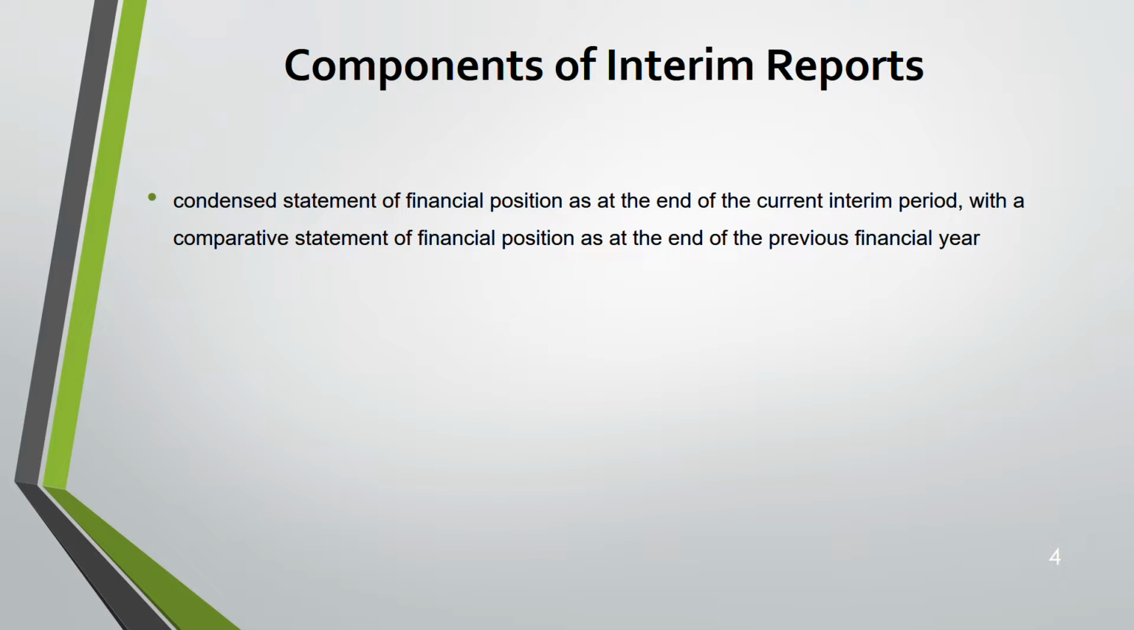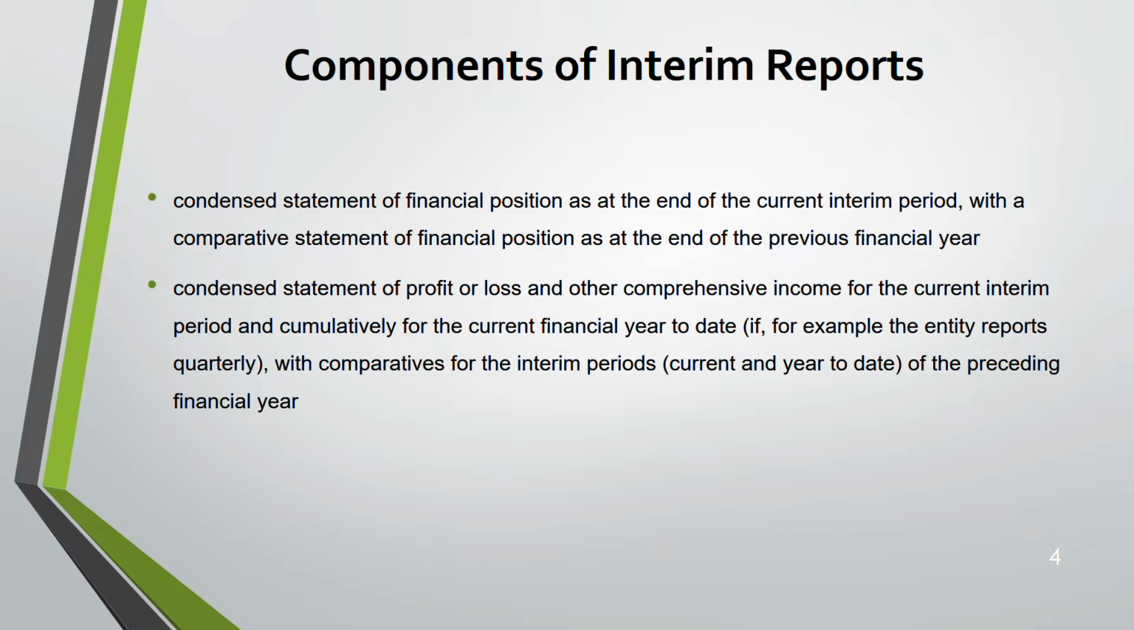You have a choice to decide what your interim period should be. Are you making a quarterly report, a half yearly report, or a report after every 3 months, or every 2 months? That is up to you. But whatever the period is, you make a condensed statement of financial position. You also need to present a comparative statement of financial position at the end of the previous financial year, so that you can compare the interim position.